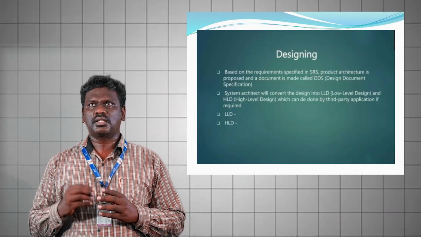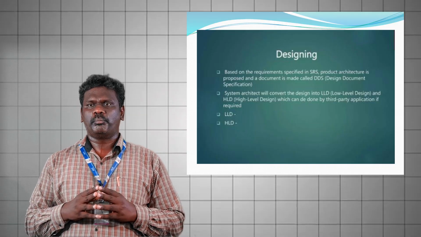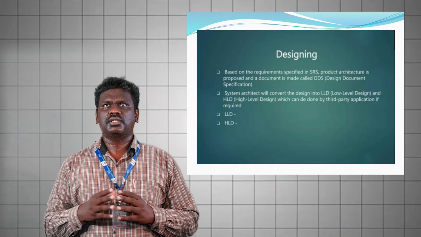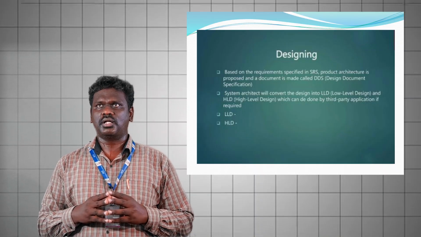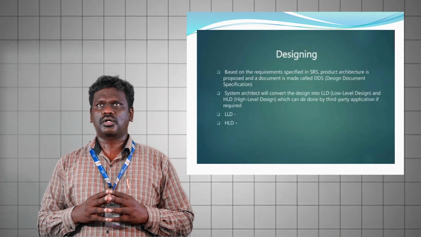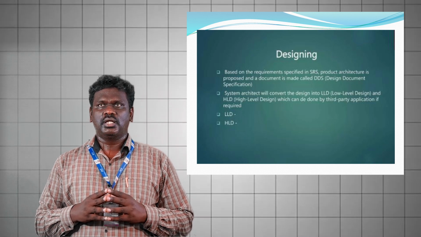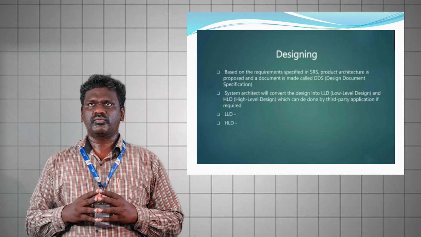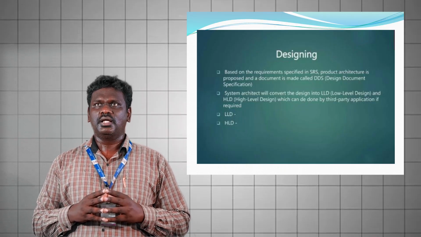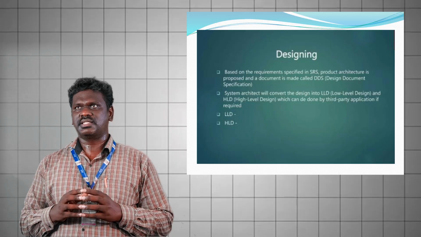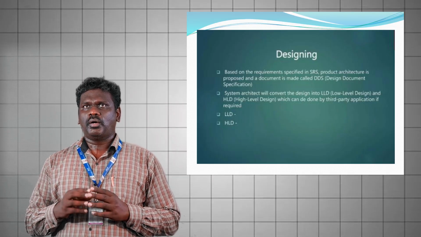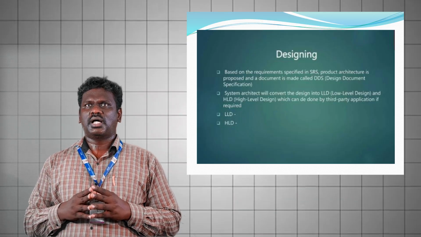The next one is the designing method. It is another most important method in our software development life cycle. It is called designing. Based on the requirement specification in SRS, the product architecture is proposed and a document is made called DDS. It means design document specification. The system architecture will convert the design into LLD. The LLD means low level design. With the design document specification and low level design, the next stage is HLD.